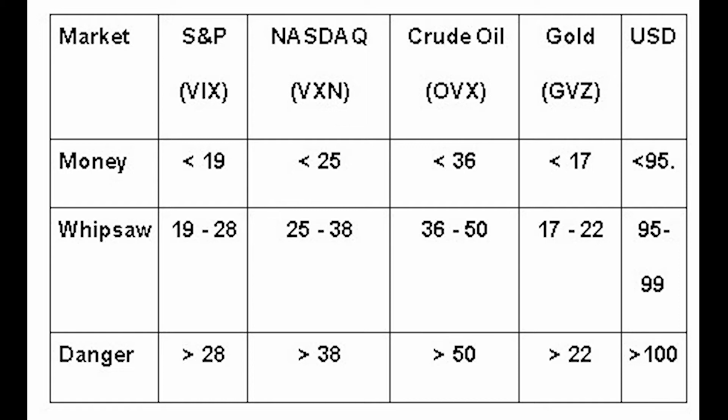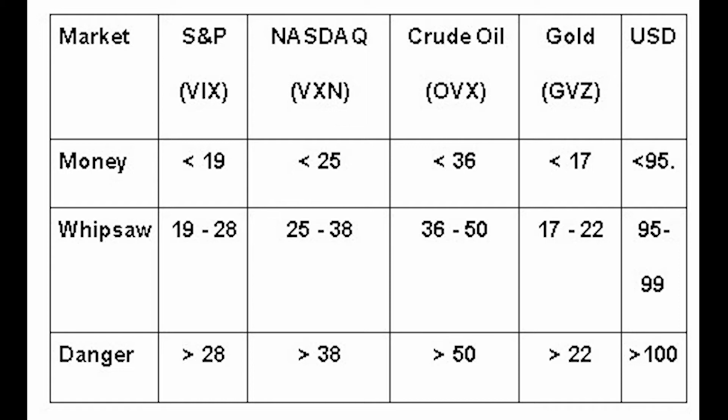We're going to talk about stagflation, deflation, expansion, and inflation later on in this series. However, right here is the basics to my rule books, right? So I have buckets of volatility, right? So when the VIX is below 19, I consider that the money bucket. When it's between 19 and 28, I consider it the whipsaw. When it's above 28, I consider it a danger bucket, right? And why is this, right? It's because money flees rise in volatility and seeks fall in volatility.